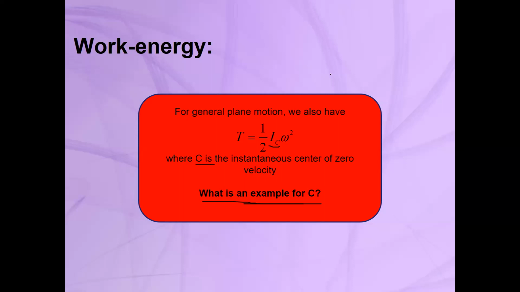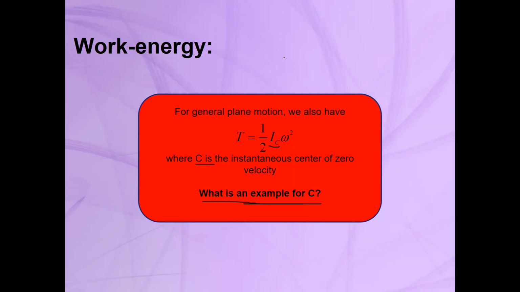If you remember, in the motion of a wheel on the surface, we have two cases. The first case was rotating without slipping, and the second one was rotating with slipping. When we don't have slipping, the connection point between the wheel and the surface is the instantaneous center of zero velocity.